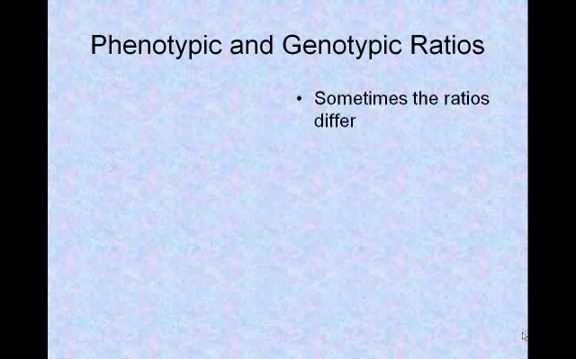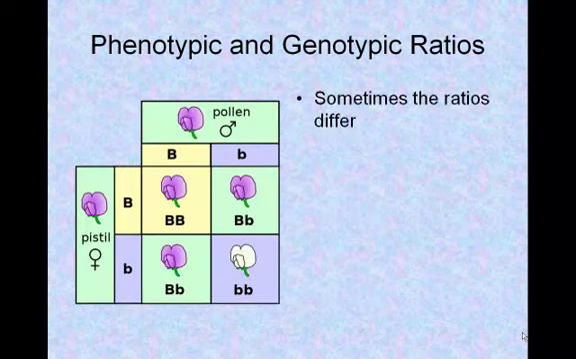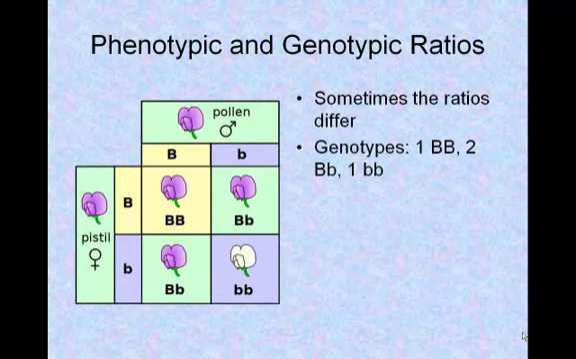So to get ratios, you have to look at the Punnett square. So in this Punnett square, you cross two purple flowers, and they produce offspring. Say they produce 100. 1 out of every 4 is going to be big B, big B. 2 out of every 4 is going to be big B, little b. 1 out of every 4 is going to be little b, little b. That's a 1 to 2 to 1 ratio.